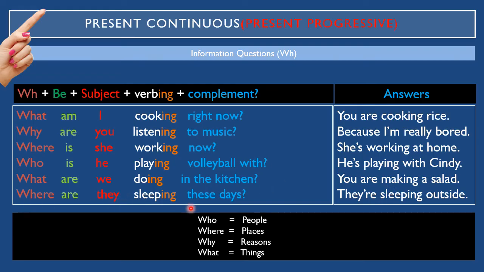And the last one. Where are they sleeping these days? Something is in progress. They are sleeping in a place these days. So where? They are sleeping outside. Where? Outside. So remember, we use information questions to ask about information, like places, reasons, things, people, and others.